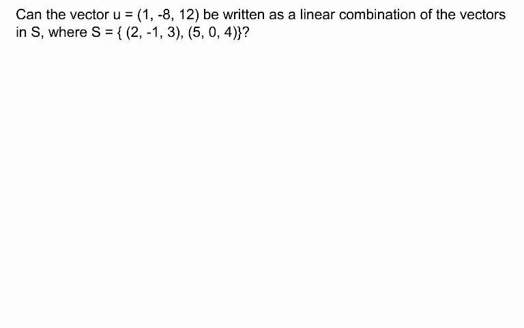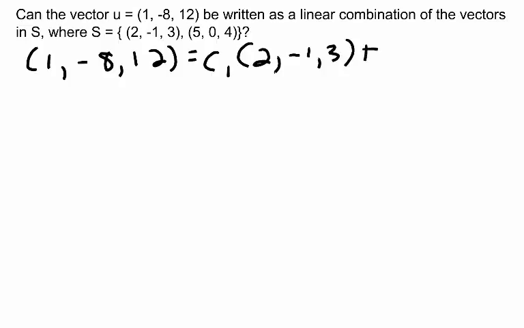If we think back to our definition of a linear combination, the definition tells us, essentially, that if we can find two constants, c sub 1 and c sub 2, so that the following statement is true, then it can be written as a linear combination. So our vector u is equal to c sub 1, a scalar, times our vector (2, -1, 3), plus our scalar c sub 2 times (5, 0, 4). Again, if we can find constants c sub 1 and c sub 2 that will make this statement true, then the vector u can be written as a linear combination of the vectors in S.